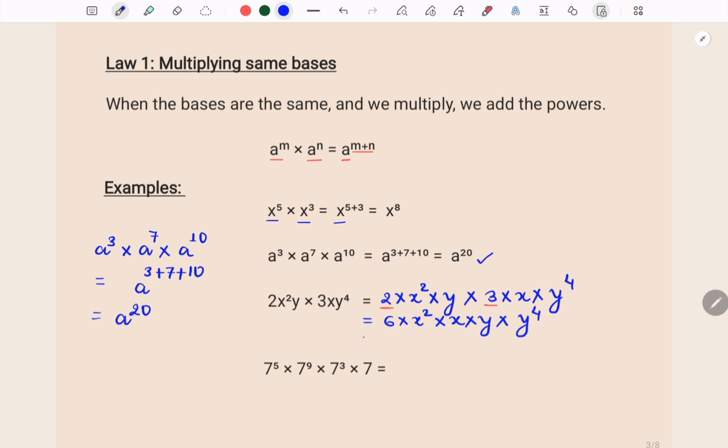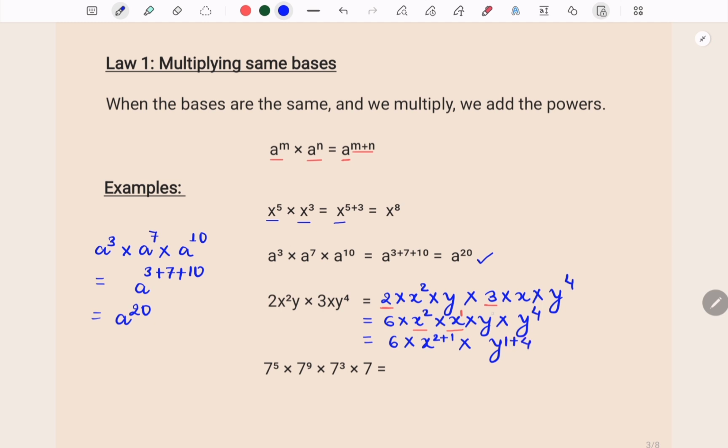Alright. Now look carefully here. I have x raised to the power 2 and then here I have x raised to the power 1. Alright. So here the base is same. So I will keep the base and then I will add the powers. So I will write 6 into x 2 plus 1. In the similar way, here I will write y 1 plus 4.